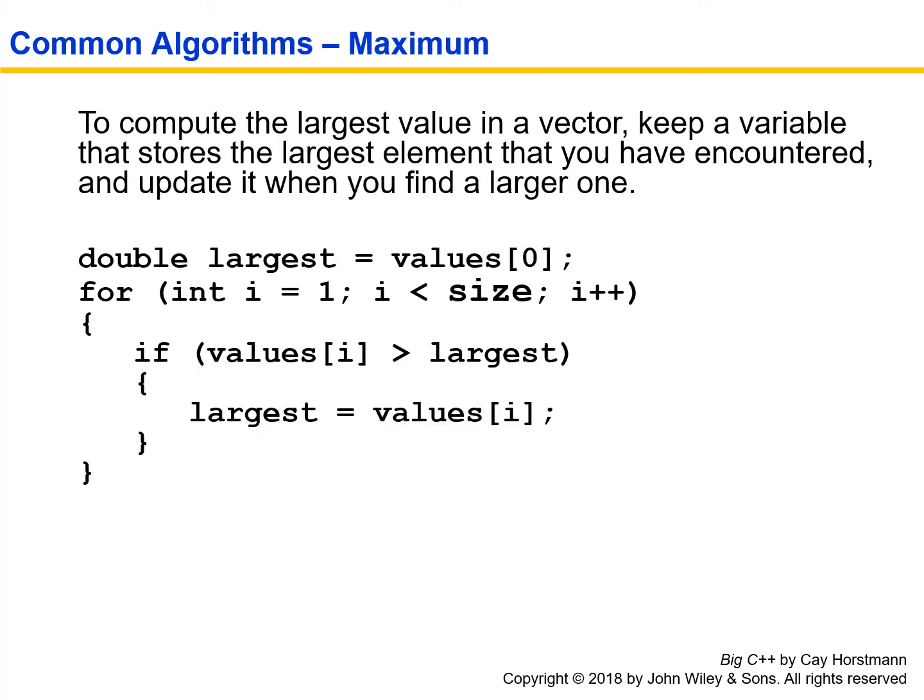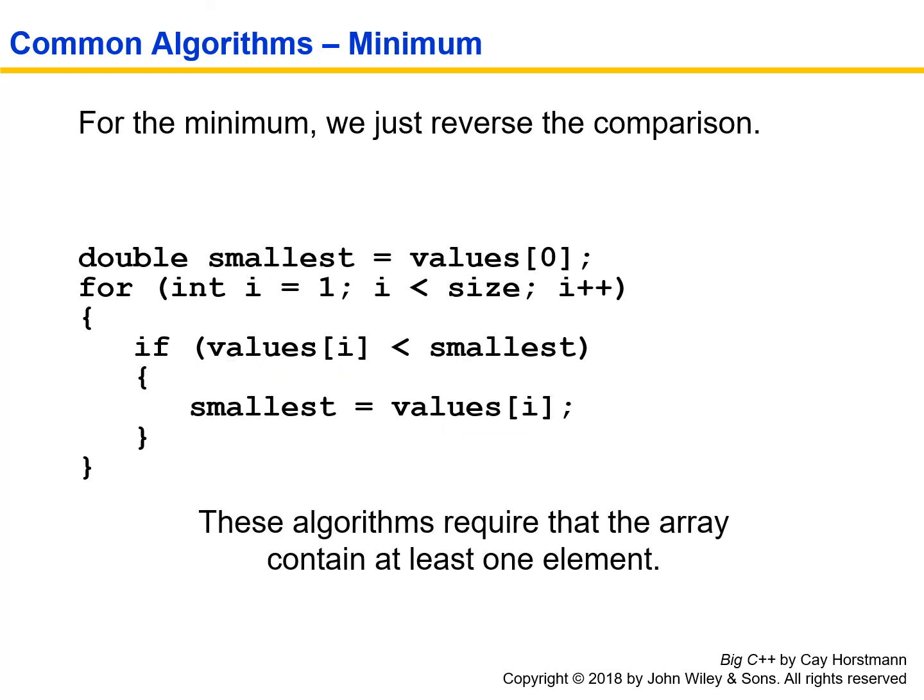Similarly, we've seen how to find the maximum and the minimum. Instead of using input here, we use values at i, and we're going to run a for loop through the entire size of the array, or at least the current size of the array, the amount that we're using. For a minimum, you do exactly the same thing, but you reverse the comparison operator.